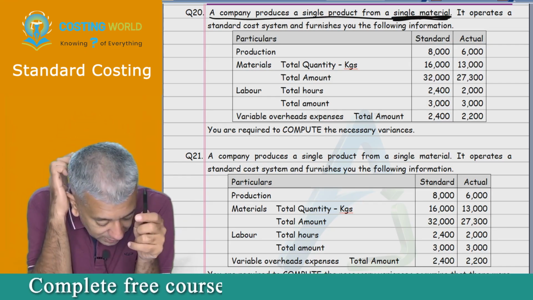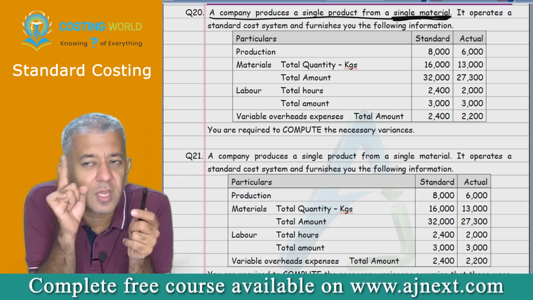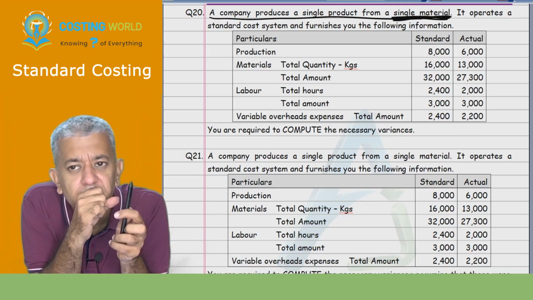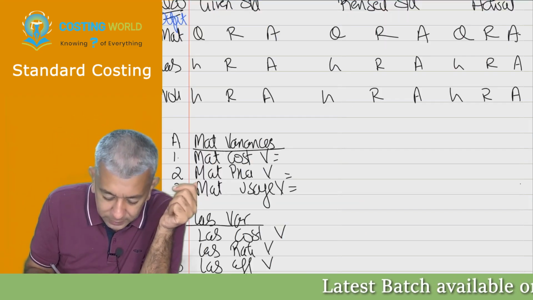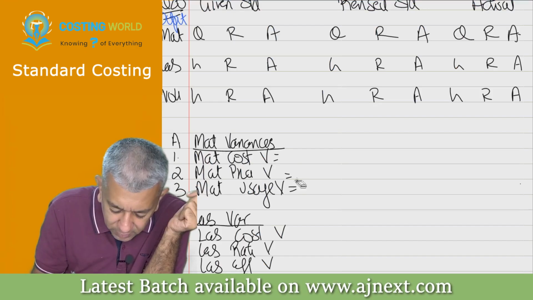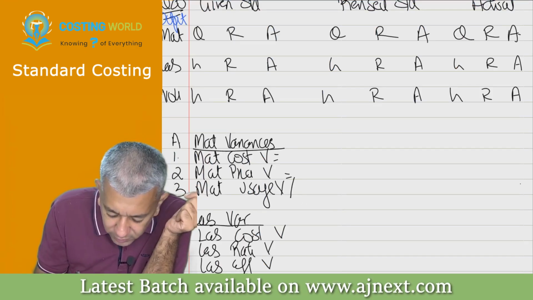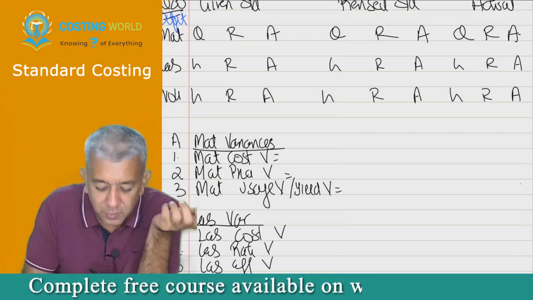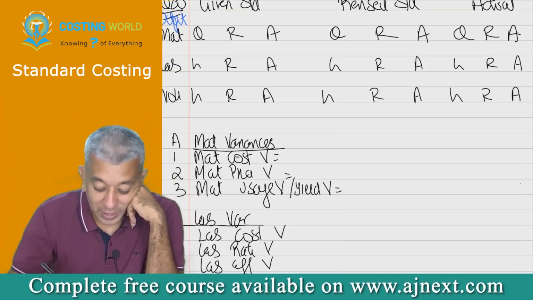If mix variance is 0, can we say usage variance will become the same as yield variance? So do one thing. You might have written material usage variance. You can write down over here usage / yield variance. Both of them in any case will become the same because there is one type of material in this question.